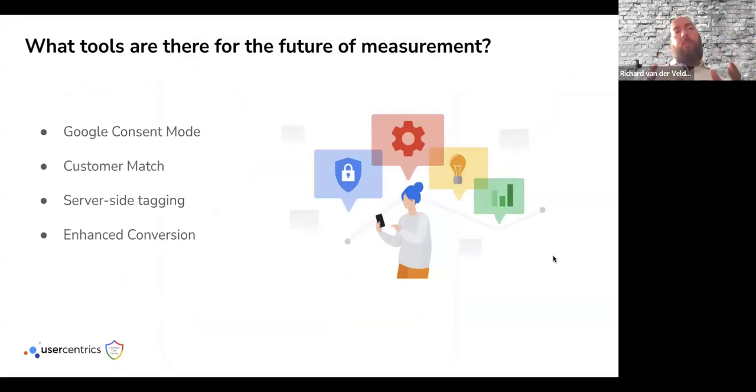The order is a little bit strange, because customer match and enhanced conversion are typical Google products, and those now require Google consent mode. So Google consent mode is not an alternative to third-party cookies. It's rather a requirement for the alternatives, because customer match basically works with cohorts. This is just something you can enable in Google Ads.